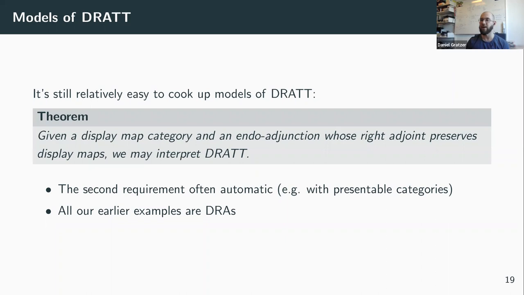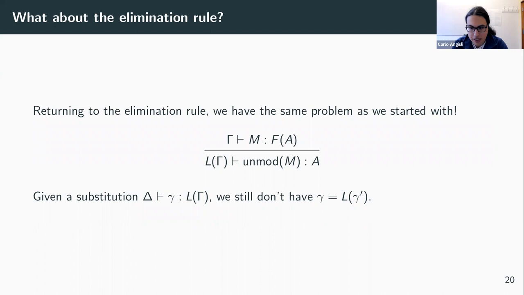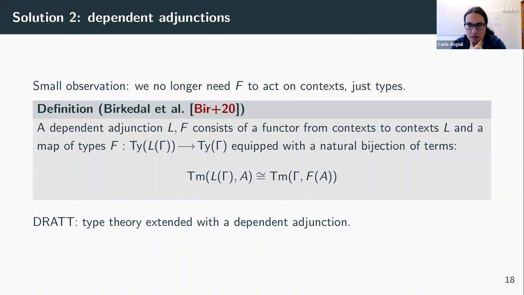And I'll also note that the examples we started with, global sections and later and all of this stuff, are also DRAs. As a rule of thumb, when something is a right adjoint, it will shake out to being a DRA somehow. So on the previous slide, 18, do we still have the background assumption that F is Lex? No, at this point we can safely drop that assumption. F is an operator on types and not context anymore. Right, so it's harder to chase down what it would mean to be Lex.